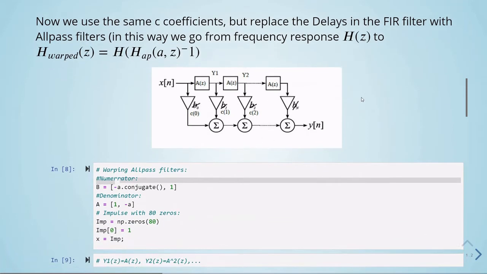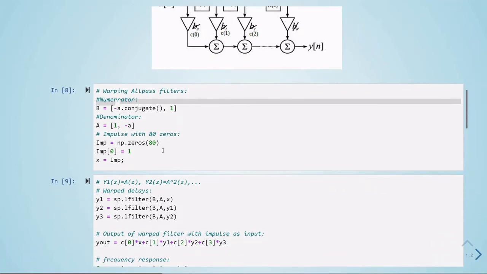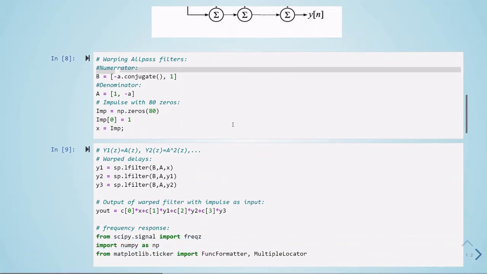So what we do is we have here the warping all-pass filters. We have the numerator and the denominator. We'll calculate the impulse response. X is the impulse response. Now we will have our warped delays.